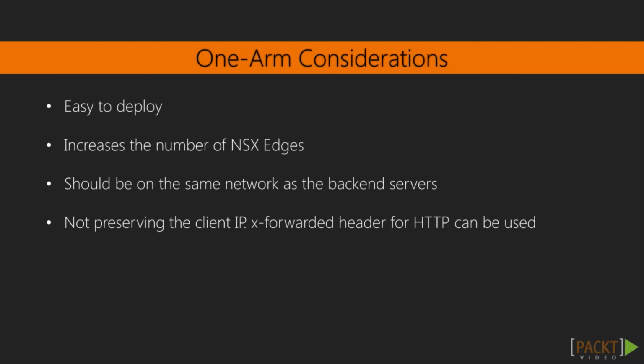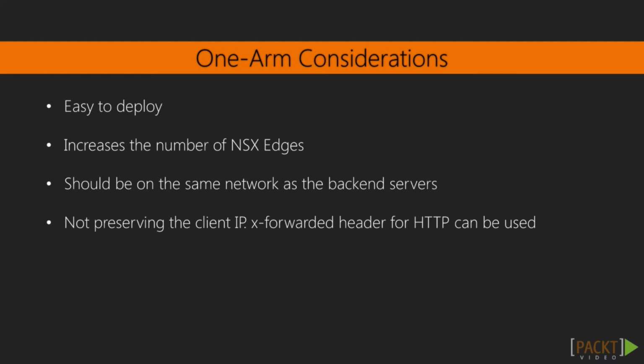Considerations about one-arm. It is really easy to deploy. As you have seen in the previous slide, you just attach an NSX edge with a single uplink interface to the same network as the backend servers are. So it's really easy to deploy. There's no need to do some advanced configuration on the edge.